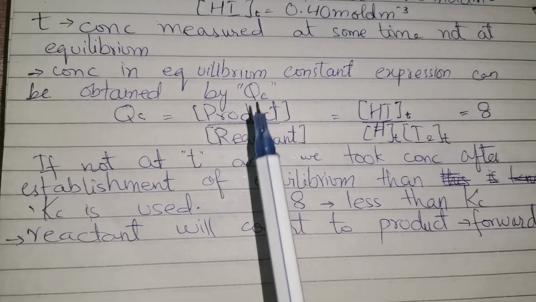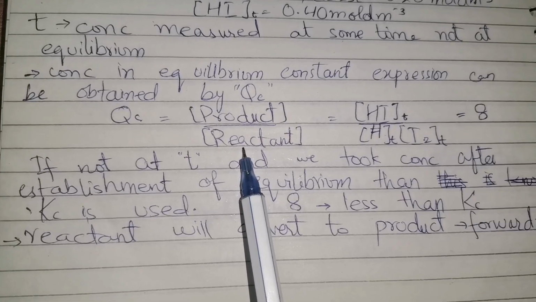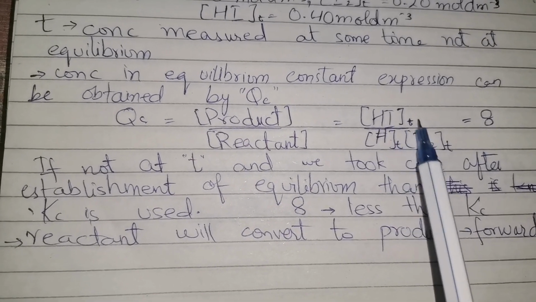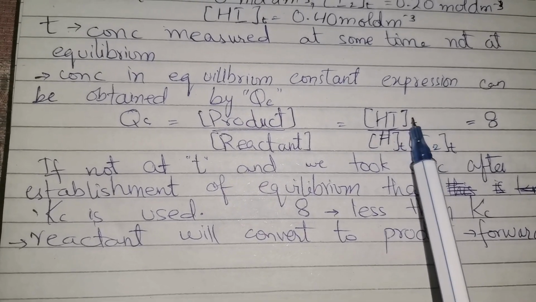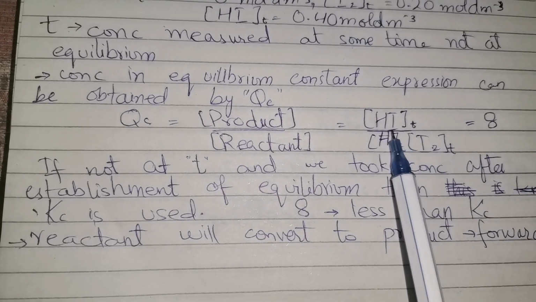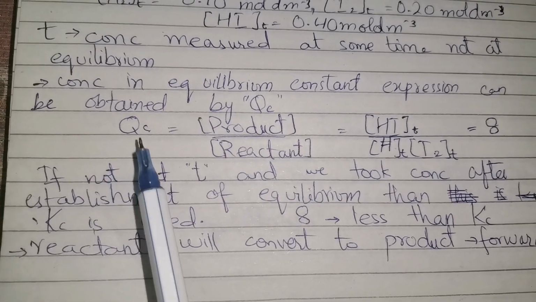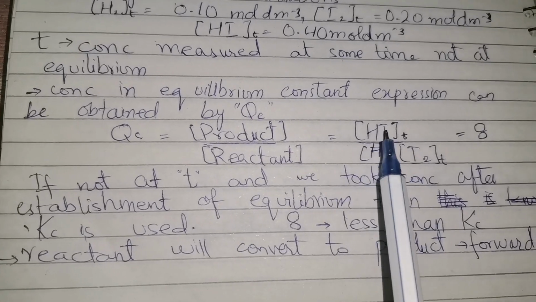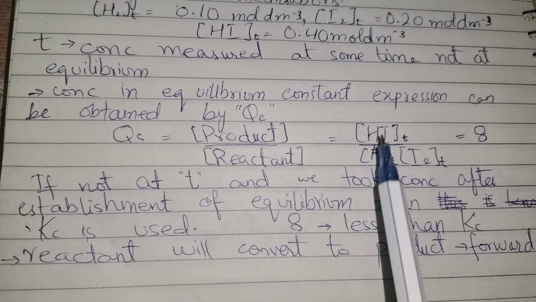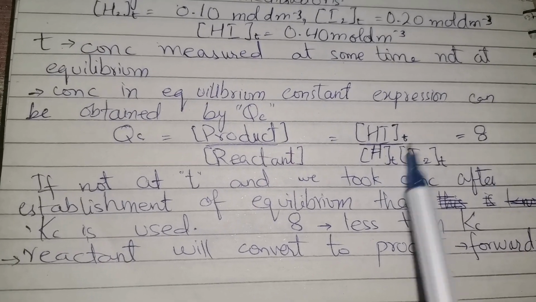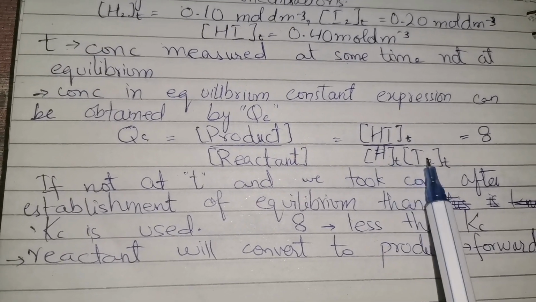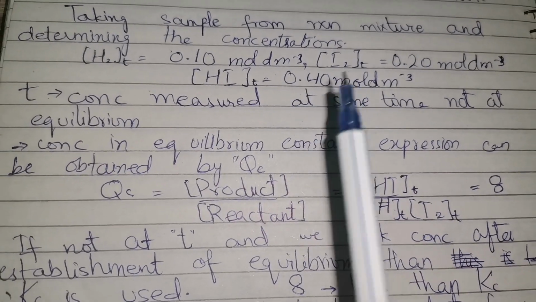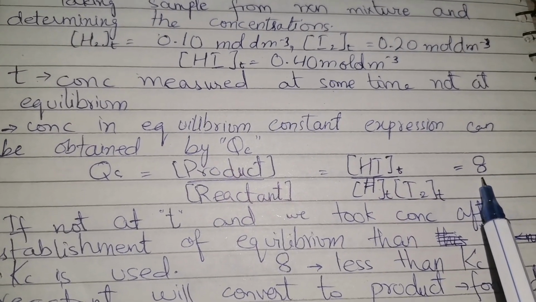Qc is also equal to product divided by reactant. But have a look, we took the concentrations at a particular time. If we took the concentrations at equilibrium, then we would have written Kc here. Okay? Product divided by reactant at a particular time. The reactant and product at a particular time: HI squared divided by H2 into I2, all at T. When we wrote all these concentrations, we got an answer of 8.